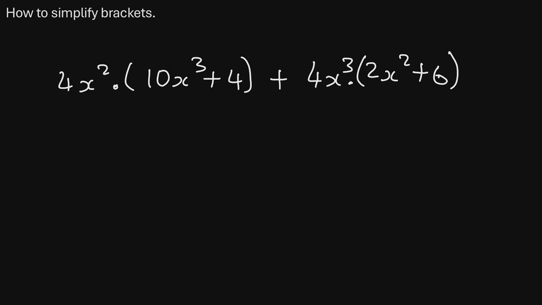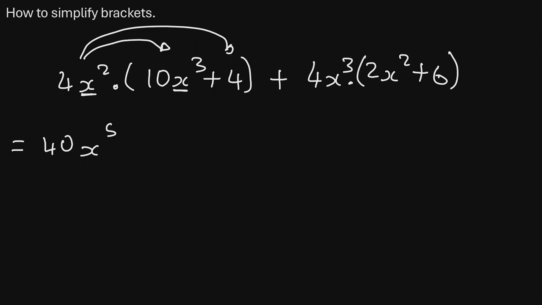We are going to say now, the 4x squared will multiply with the 10x cubed. And again, the 4x squared will multiply with the 4. So now, when you say 4 multiplied by 10, you are going to get the answer as 40. But now you have x squared multiplying with x cubed. So that is going to be x to the power of 5. So now if you have 4x squared multiplied with 4, what you're going to get is what? 4 multiplied by 4 is 16. So now you still have the x squared. So that is the first part.